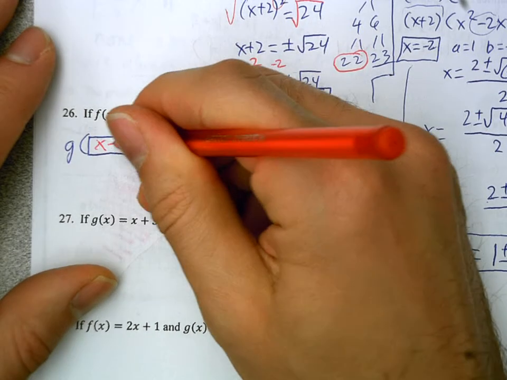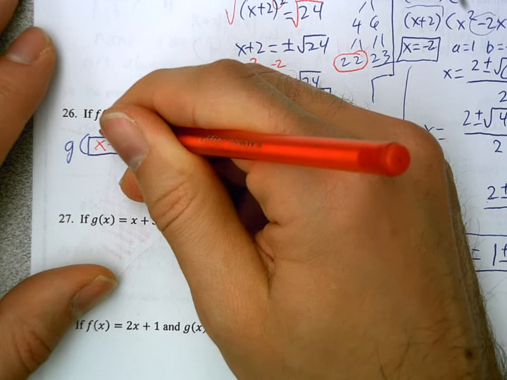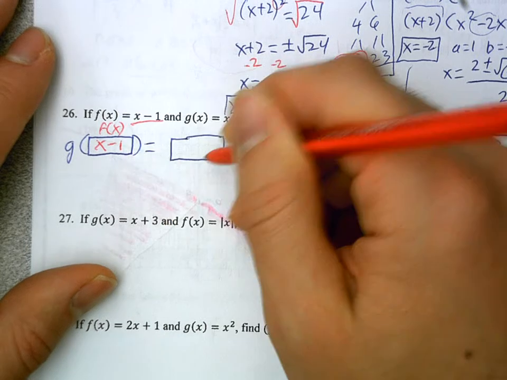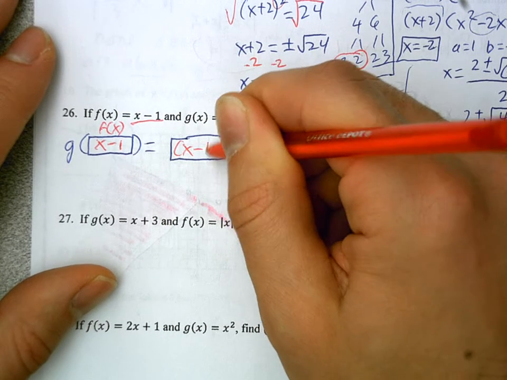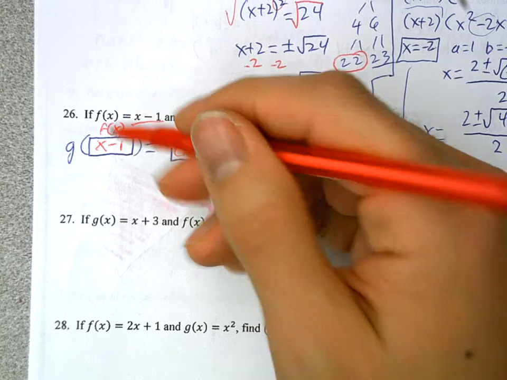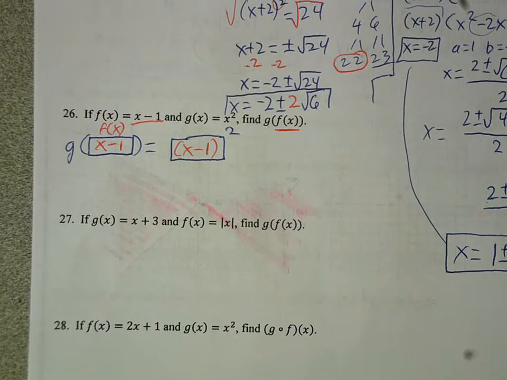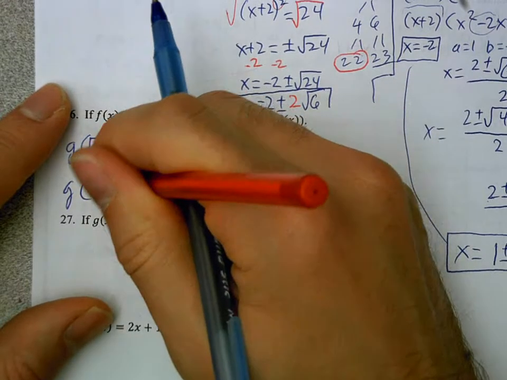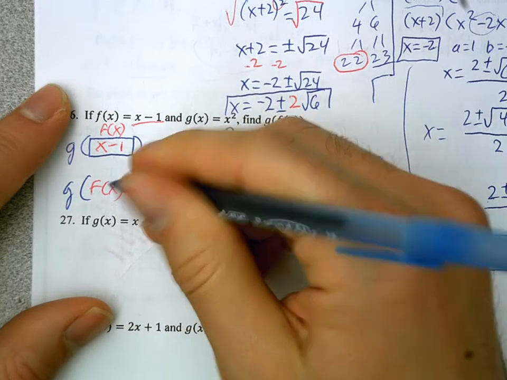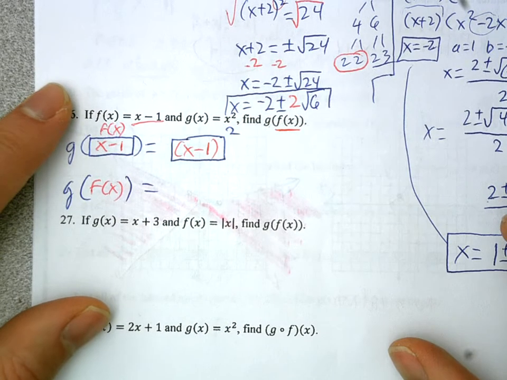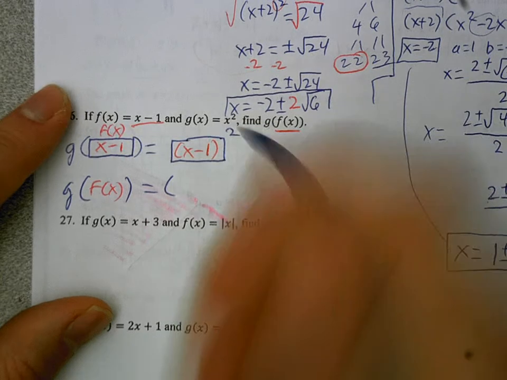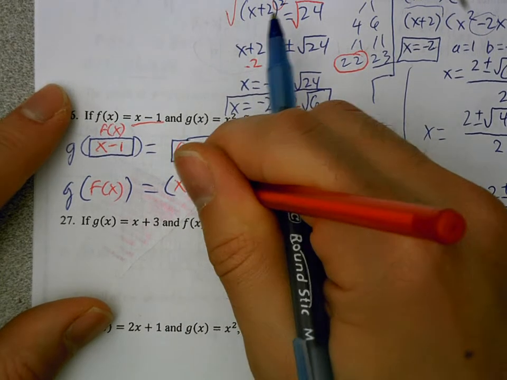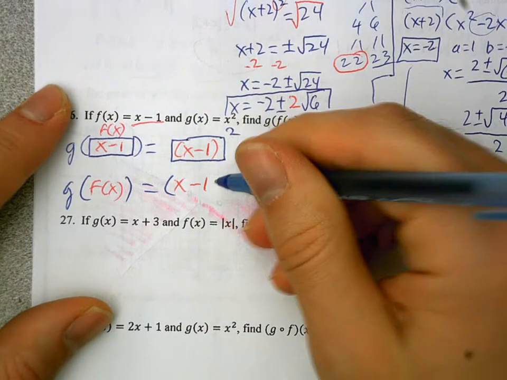Sorry, that wasn't what I wanted right there. I was going to write f of x there, and the x minus 1 here. But it's the same thing, right? f of x is x minus 1. So what I should have as my answer is g of f of x is equal to x minus 1 inside the parentheses squared.